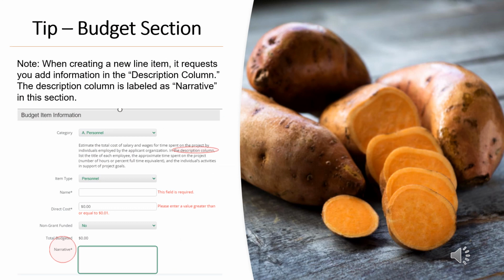Another tip in the budget section is a difference in verbiage in requesting information to be added in the description column versus the column being labeled narrative. These are intended to be one and the same. Please list the required information in the text box labeled narrative.